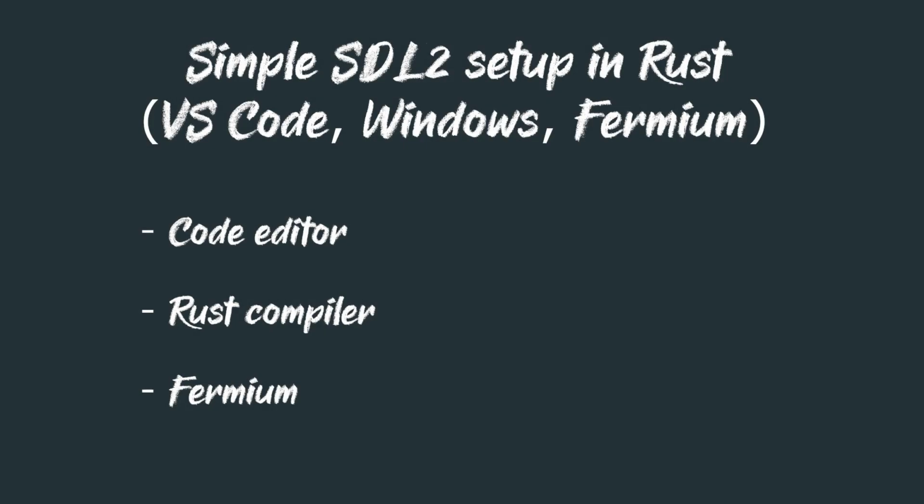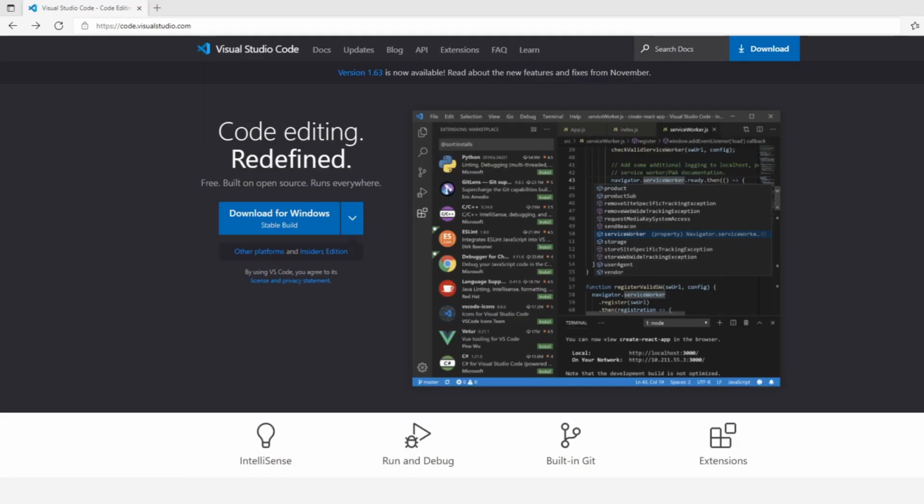Today I will show you how to set up SDL2 in Rust. First, you will need a code editor. For example, VS Code works fine. You can download it from the official website and install it like every other software.